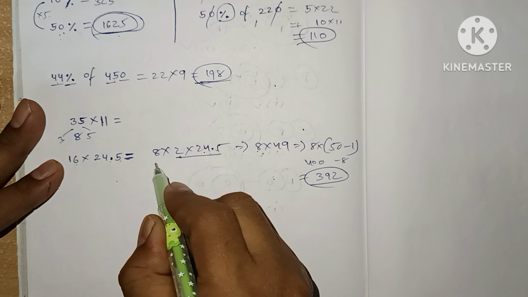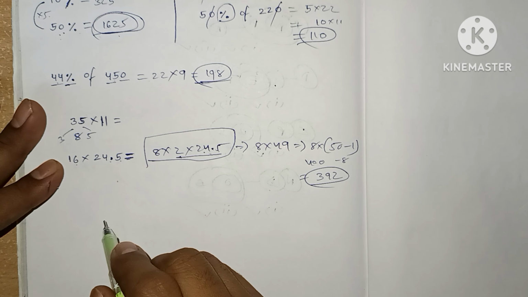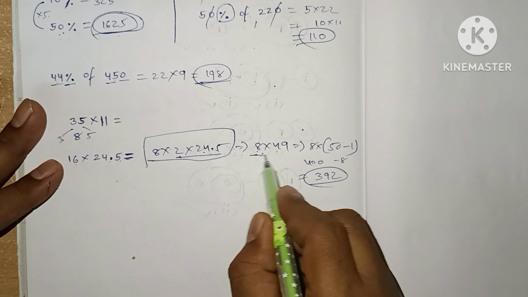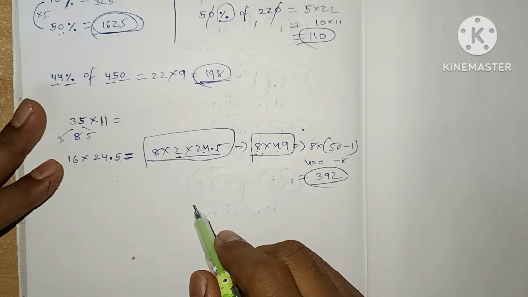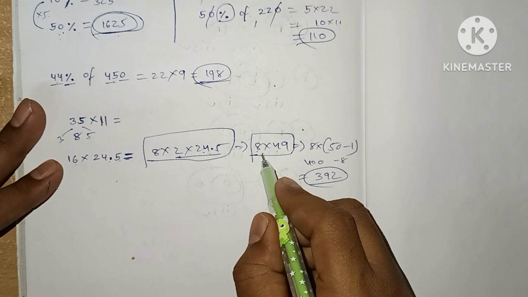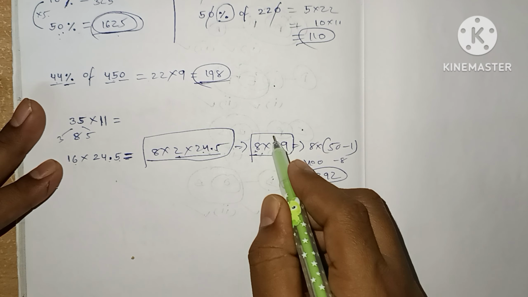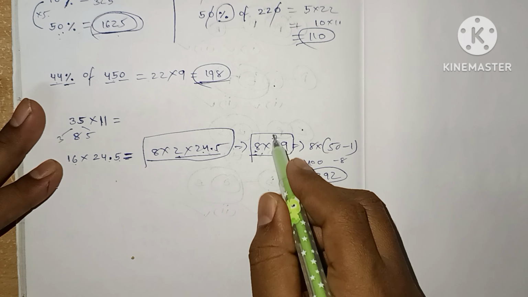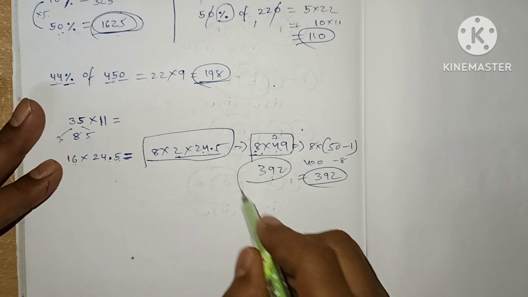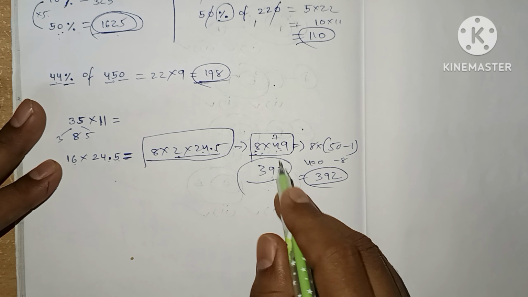In mental calculation, we need to eliminate this one, and we'll go through this part. We can calculate faster without using this type. 8 9 times is 72, and 8 4 times is 32, so 392. As you wish.